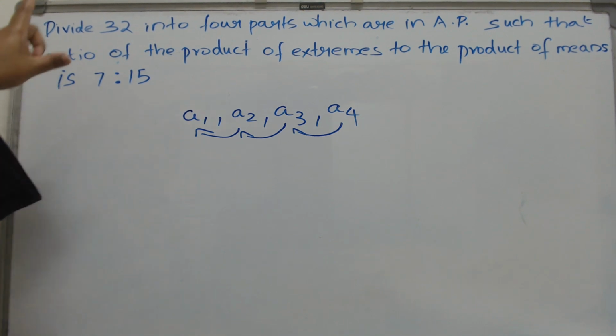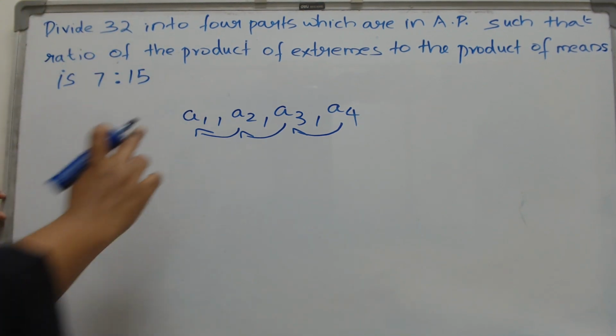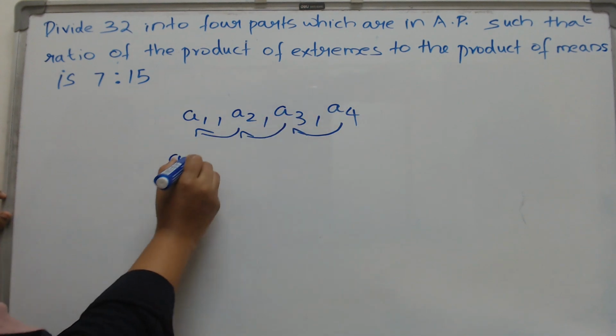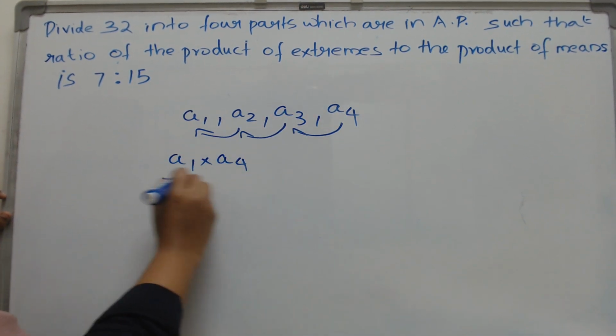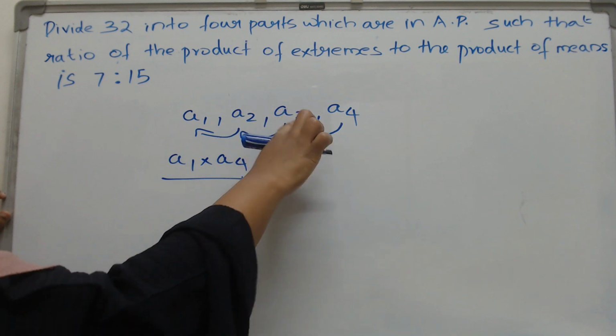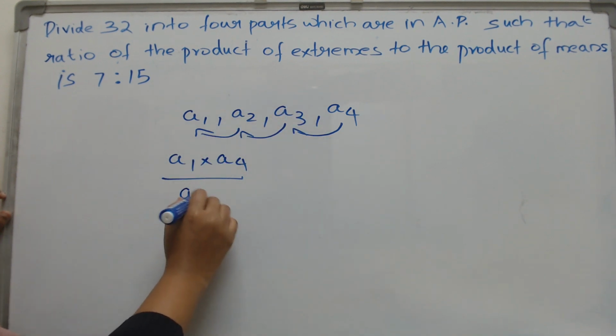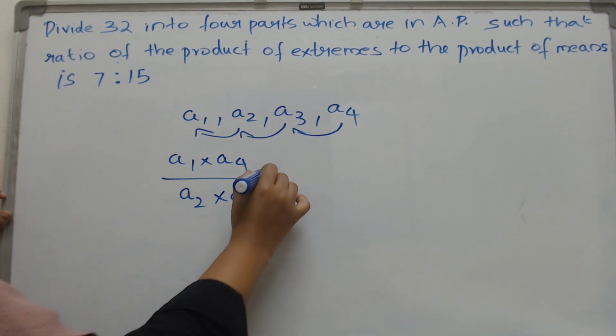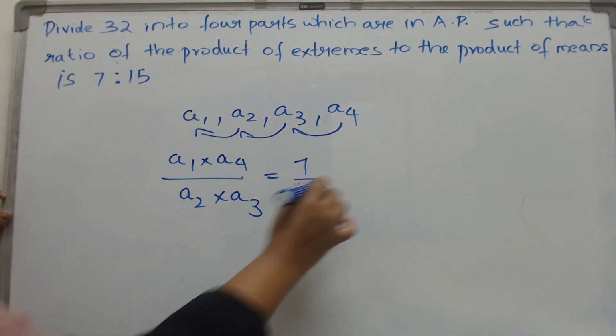And then what is the other condition? The ratio of the product of the extreme values. That means what? A1 into A4. Then its ratio with the product of the means, which means what? The product coming in the middle. That should be 7 by 15.